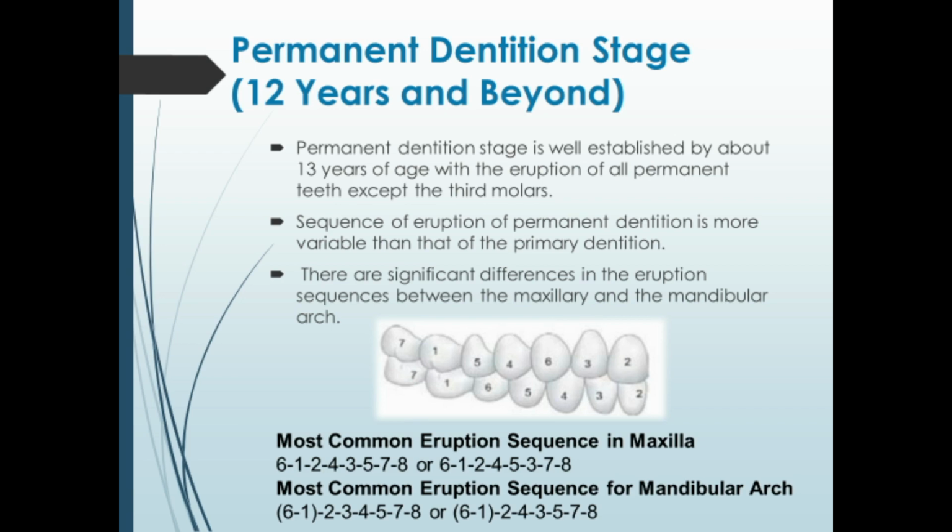Permanent dentition stage, 12 years and beyond. The permanent dentition stage is well established by about 13 years of age with the eruption of all permanent teeth except the third molars. Permanent successors develop from the lingual extension of the dental lamina, the successional lamina, and the permanent molars develop from the posterior extension of the dental lamina.